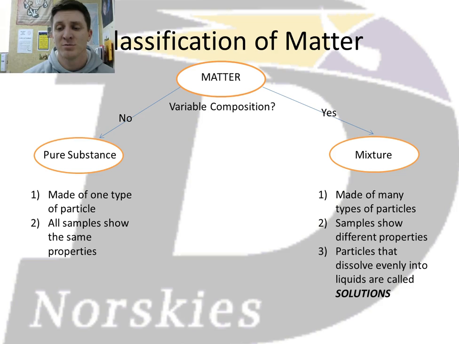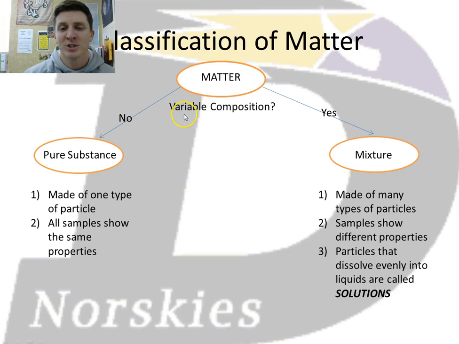So a mixture is made of many types of particles, and the samples of mixtures show different properties within that type of substance. And basically, particles that dissolve evenly into liquids are called solutions. That's a type of mixture. So a mixture is basically when we have more than one type of piece of matter combined together, either chemically or physically, to make up a mixture.